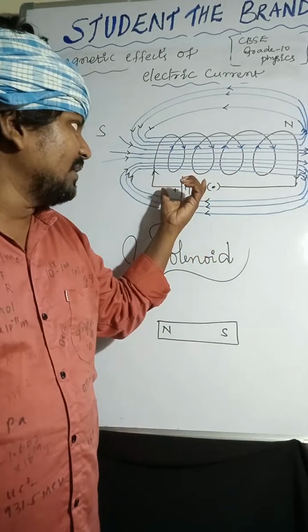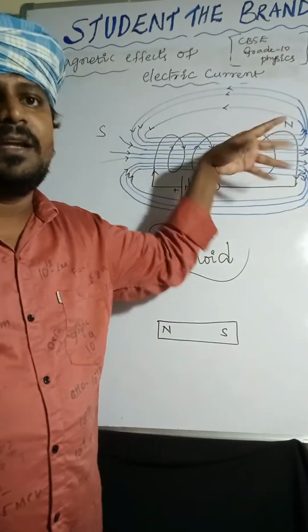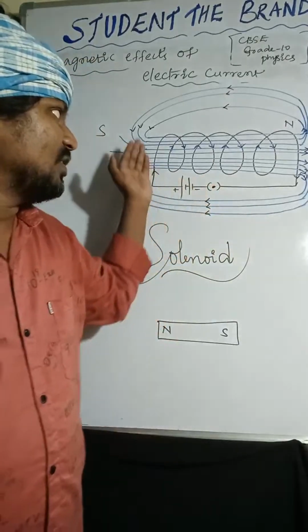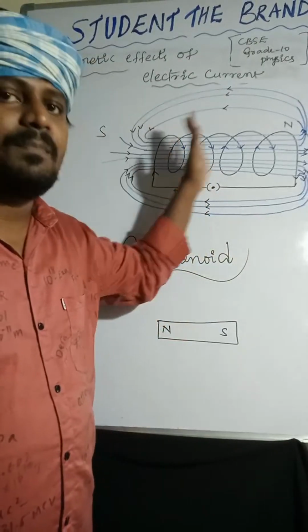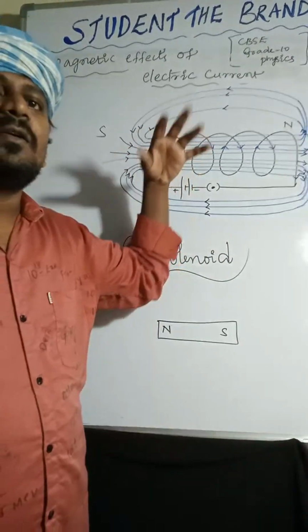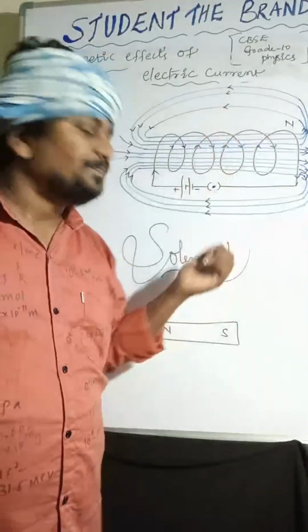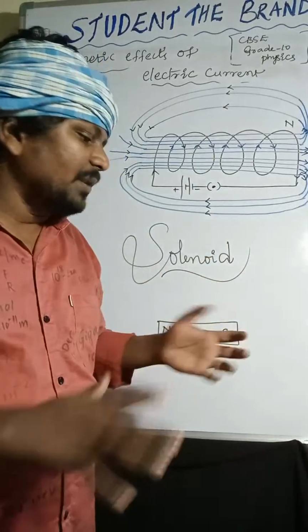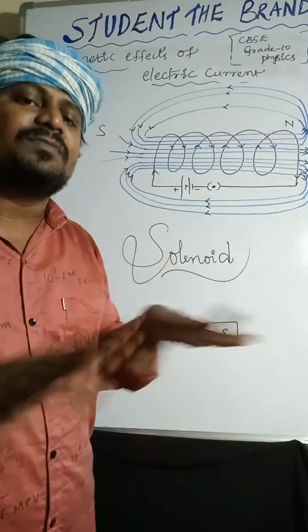If you change the battery polarities, automatically poles can be interchanged, and the strength can be increased by passing more current and increasing the number of loops. But in the bar magnet, strength will be fixed, poles will be fixed.